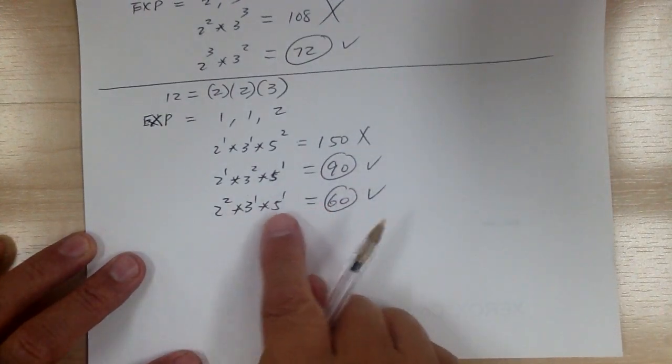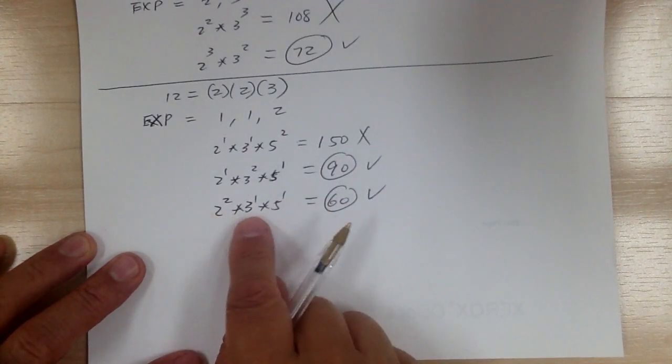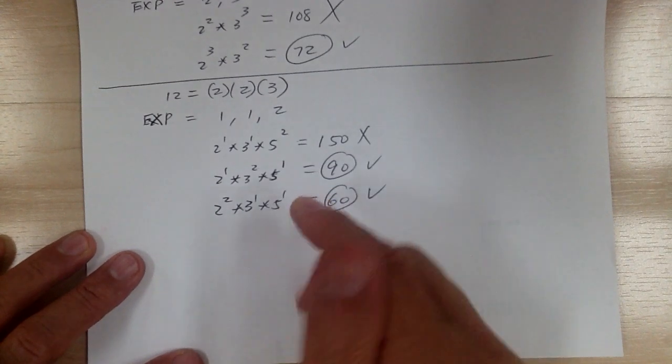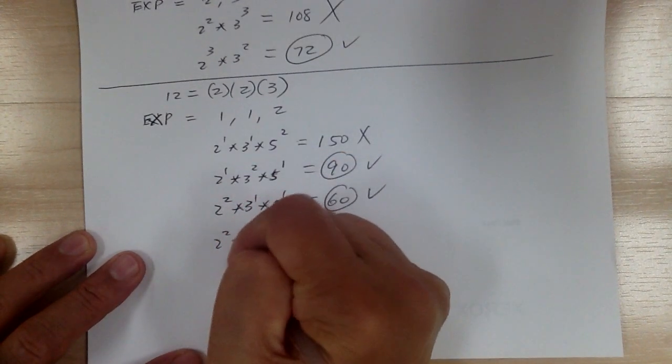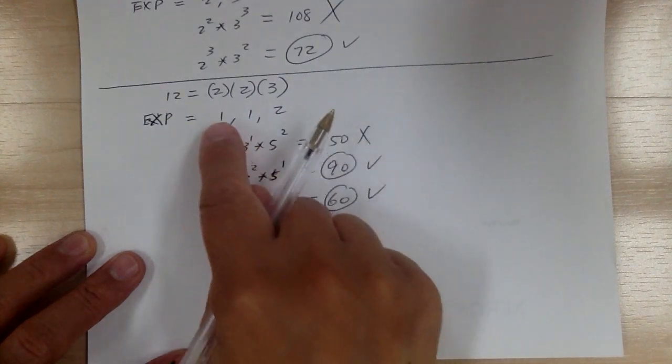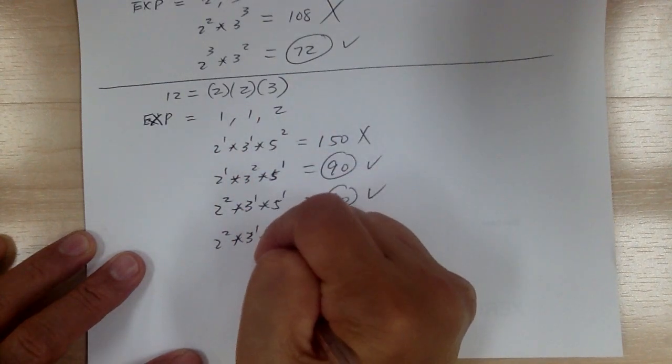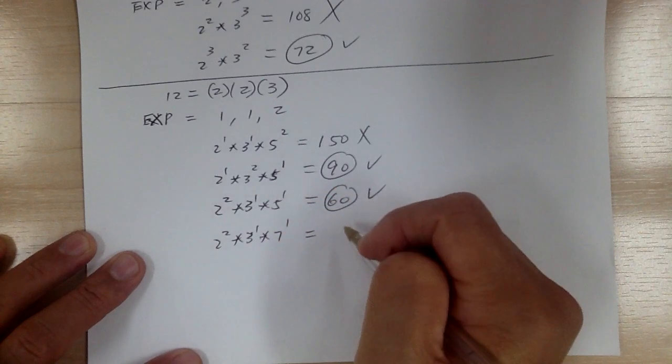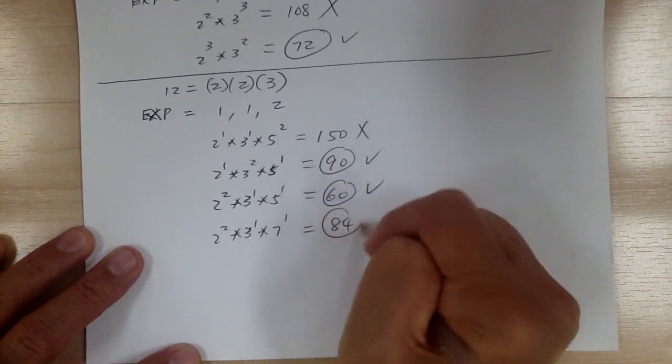Okay, but remember, 2, 3, 5 are not the only ones you can try. You can try 7. So you can have 2 squared, 3 to the 1, again, because all you have to do is have the exponent of 112, right? Okay, so times by 7 to the 1, and this will give you 84. So this one is still good.